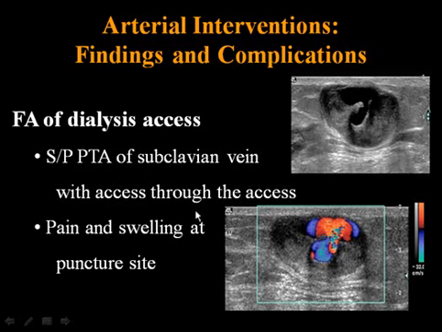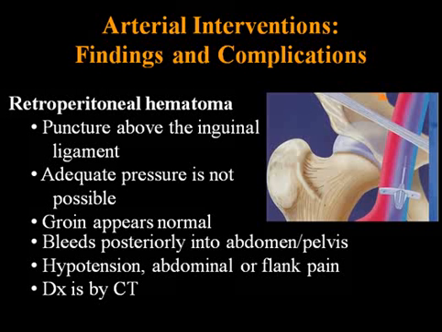The important thing here is to realize that you can get issues not just remote from the access site, but also at the access site itself. This pulsatile mass over the access site really was the clue in this patient. Relatively straightforward study. Patients can present with retroperitoneal hematomas. Typically this occurs when there's puncture above the level of the inguinal ligament, and adequate pressure cannot be applied to the puncture site. In this case, you'll put the transducer down in the groin.